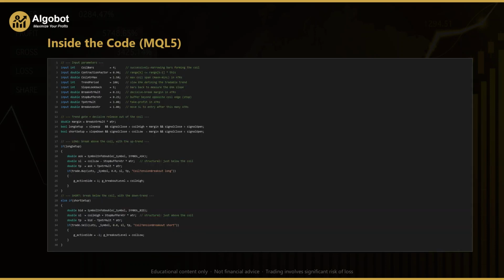Let's look at the actual MetaTrader 5 code that powers this. At the top are the input parameters you can adjust in the strategy tester. CoilBars sets how many successively narrowing bars form the coil, 3 by default. ContractionFactor controls how much tighter each bar must be than the last, defaulting to 0.9. CoilAtrMax caps how wide the whole coil can be. TrendPeriod and SlopeLookback define the slow-moving average and how its slope is measured. BreakAtrMult is the decisive break margin. StopBufferAtr sets the buffer beyond the coil for the stop. TpAtrMult is the take-profit distance, and BreakEvenAtr controls when the stop is moved to entry.